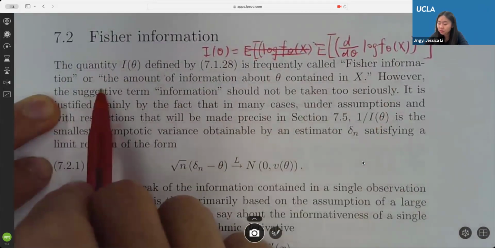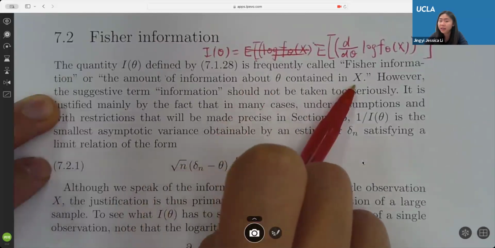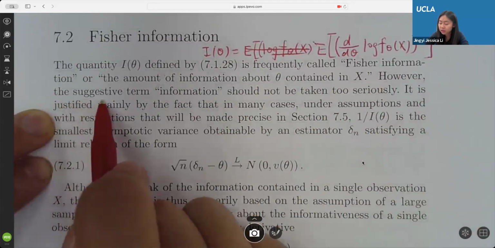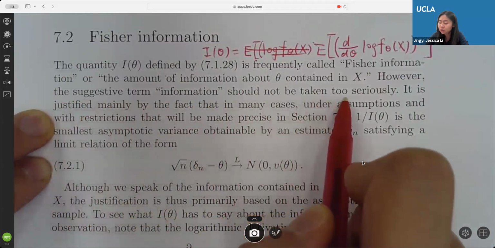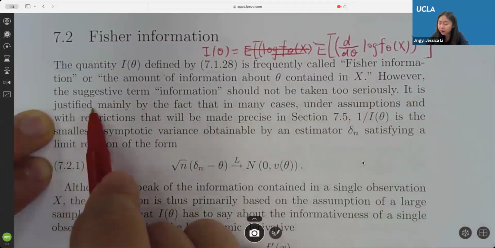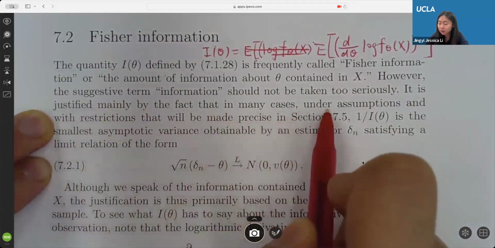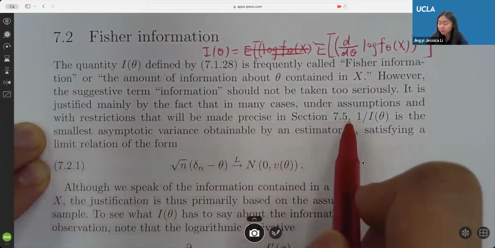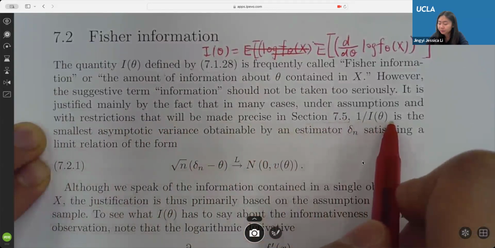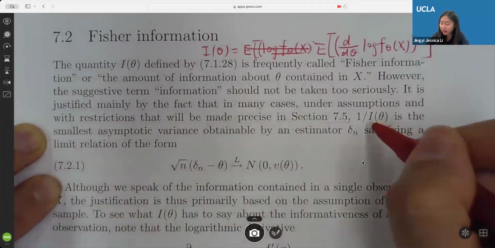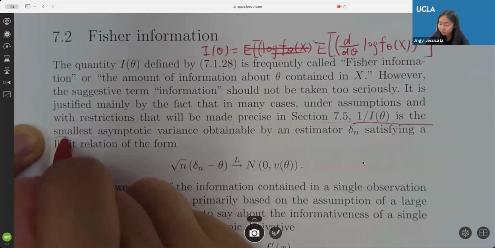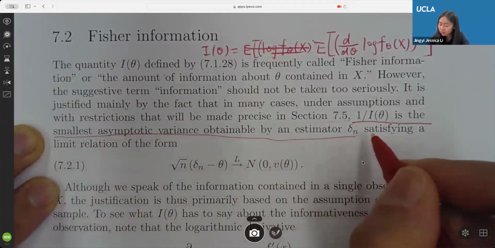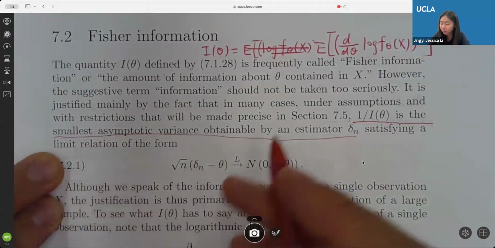It is the coefficient of information, or the amount of information about theta contained in X, a single observation from f theta of x. However, the suggestive term information should not be taken too seriously. It is justified mainly by the fact that, in many cases, under assumptions and with restrictions that will be made precise in section 7.5, 1 over I(theta) is the smallest asymptotic variance obtainable by an estimator delta n satisfying a limit relation of the form.